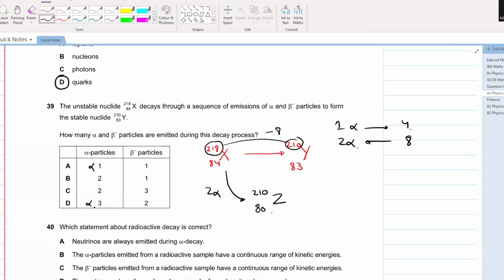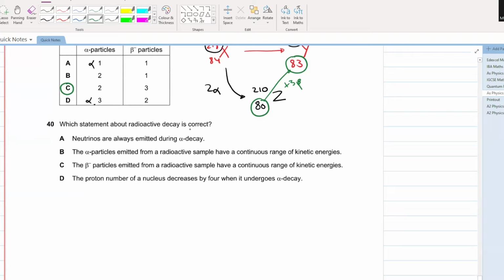But if you realize, you want the final proton number to be 83. Your current proton number is 80. What will you do? You will emit 3 beta particles, because the emission of one beta negative particle causes the proton number to increase by 1. If you want to increase the proton number by 3, you will decay by 3 beta particles. C is your answer. Simple as that.